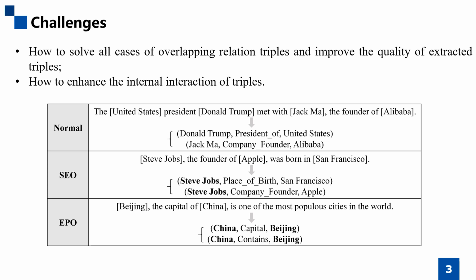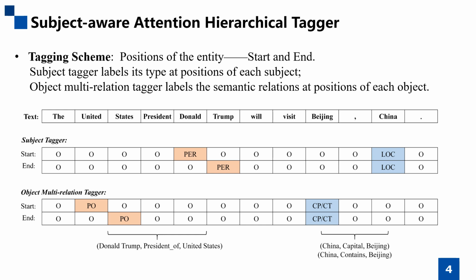However, existing models based on the joint method either don't fully address all cases of overlapping relational triples, or they just apply the results of the previous part to the subsequent extraction work, ignoring internal interaction of triples. So we propose a subject-aware attention hierarchical tagger named SAHT for joint entity and relation extraction.